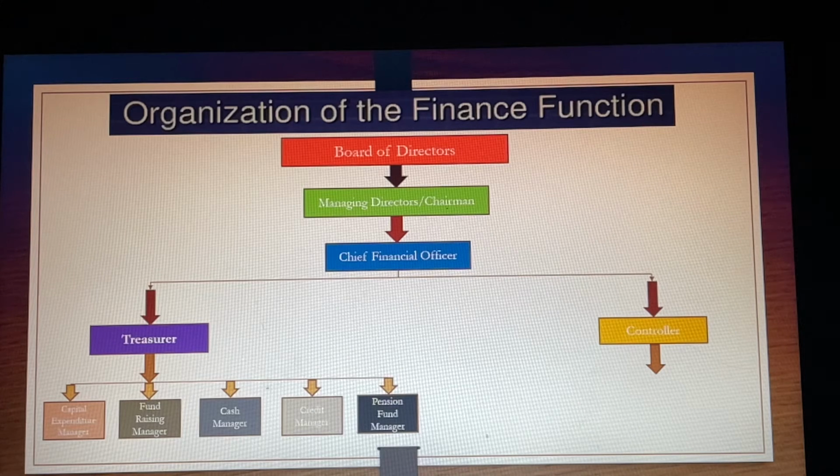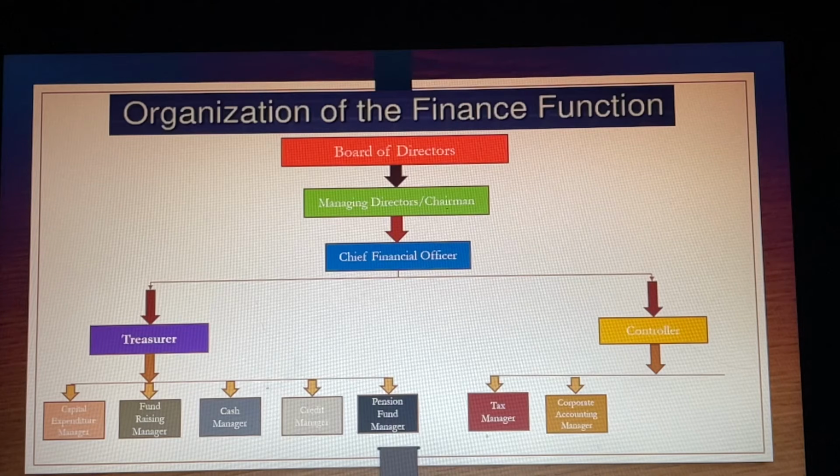Another one of those assignments is the organization of the finance function. It is called the structure of the company and their finance function. We have here the board of directors, which is the highest one. Then next is the managing director or the chairman. Then we have the chief financial officer. Under the chief financial officer, or the CFO, there are two positions: the first one is the treasurer and the controller.